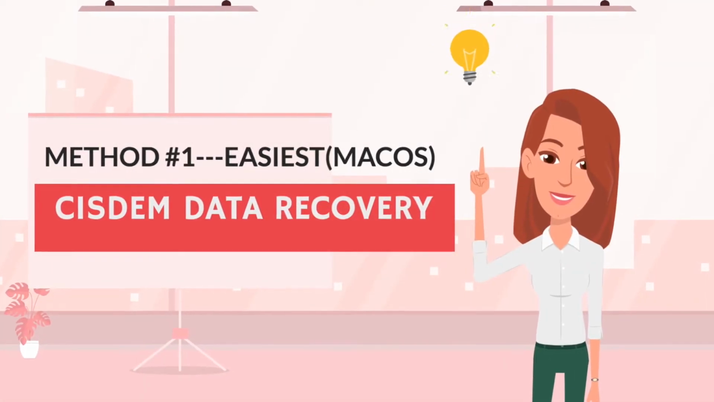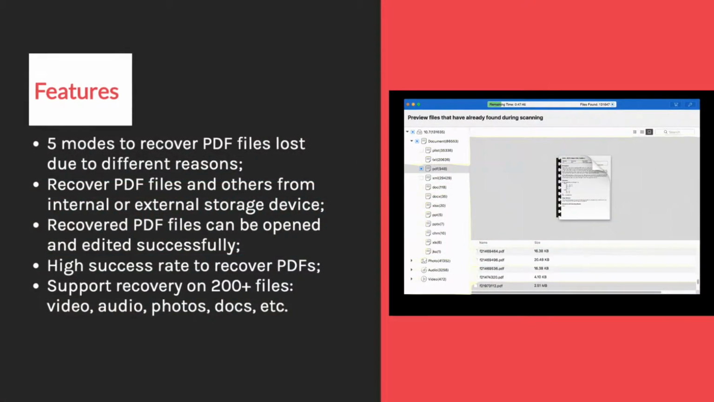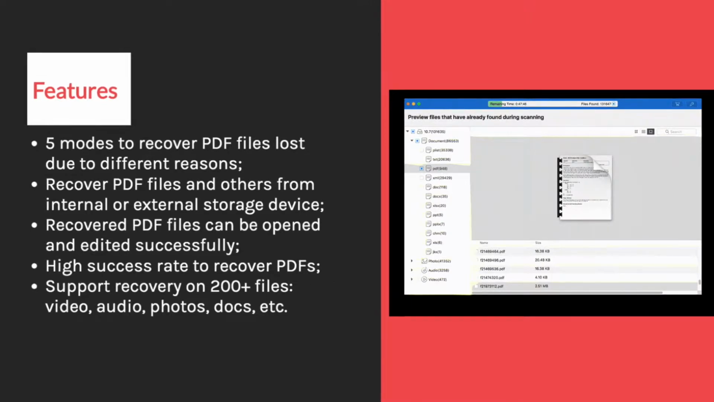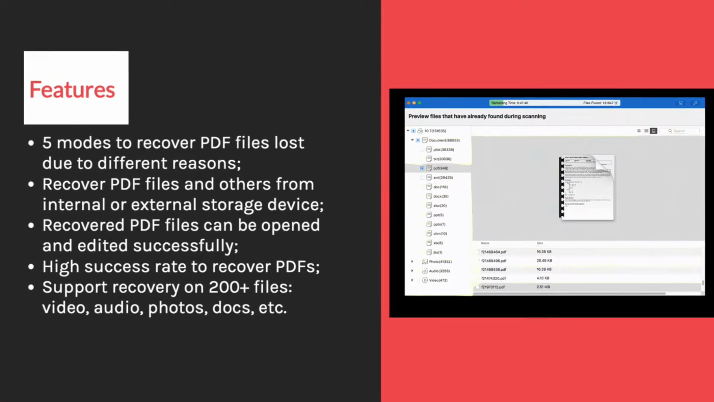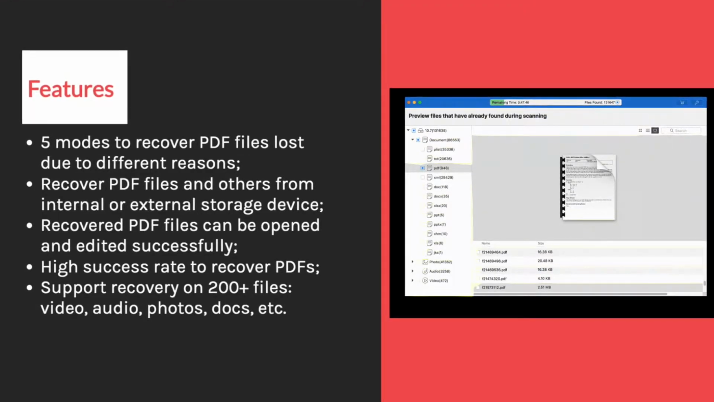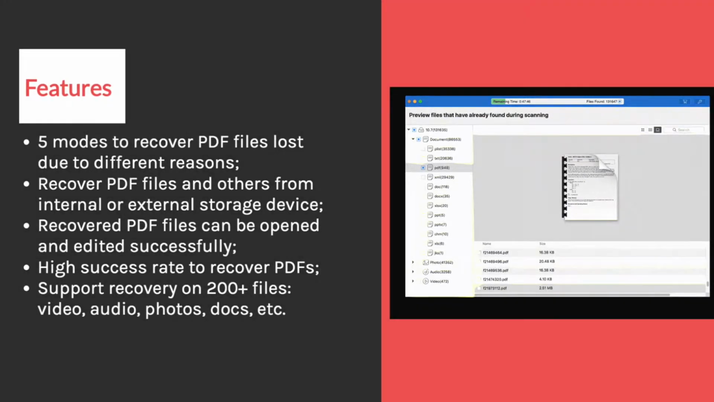The first method, also the easiest one, is using Cisdem Data Recovery. It is a Mac data recovery tool to restore more than 200 types of documents from both internal and external hard drive, including PDF, videos, audios, photos, documents and others. Also, there are 5 scanning modes designed for different data loss situations.